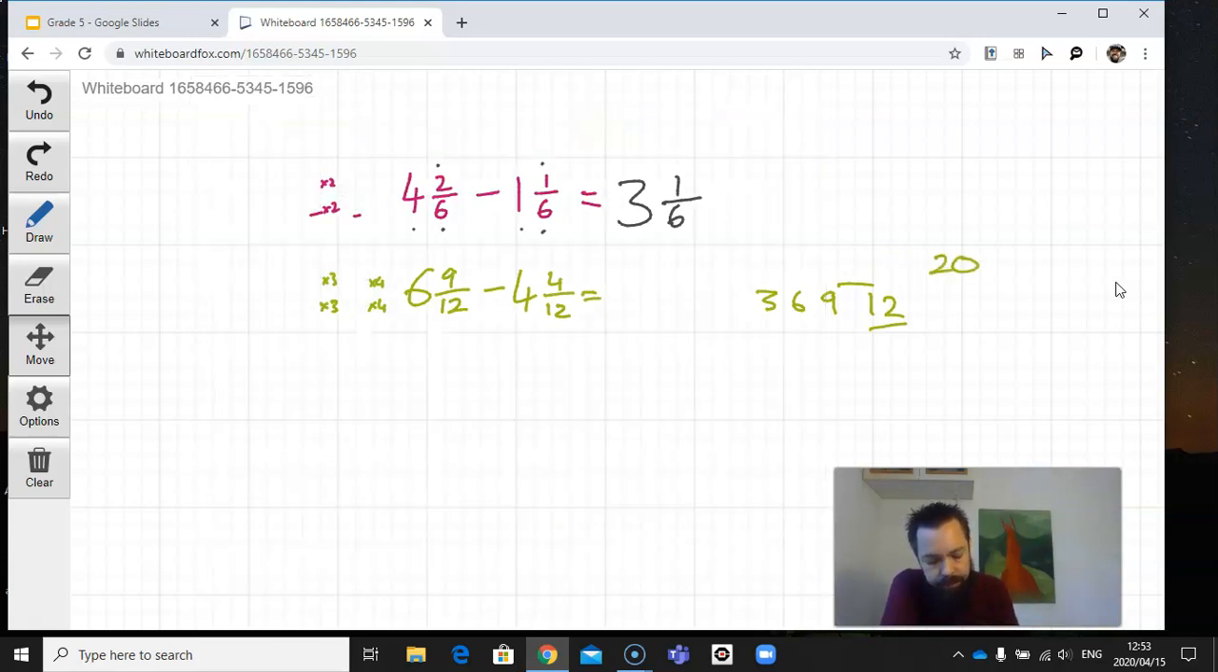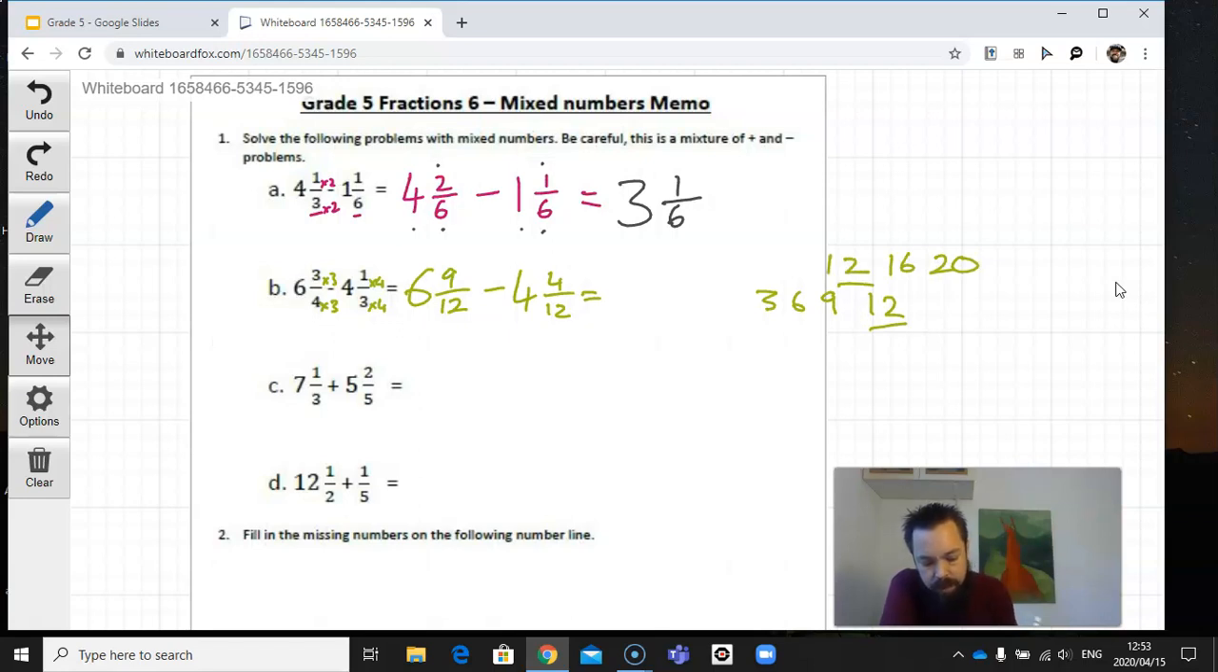Oopsie. Just have a quick look then. 6 minus 4 is 2. Denominator stays unchanged. 9 minus 4 is 5. There's my answer.